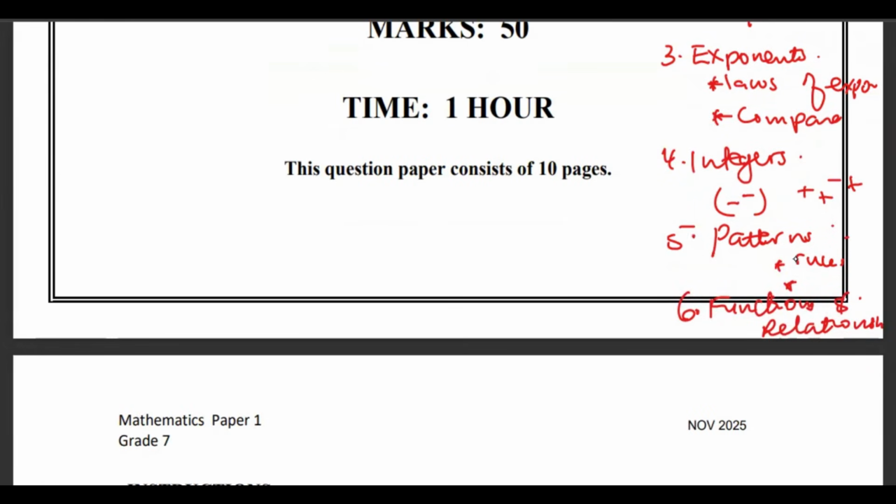In grade 7, we normally talk about the number sentences. You need to know how to draw the table, the flow diagrams, or the spider webs, and then how to get the rules or the equations, basically. So those will be the topics of paper 1.